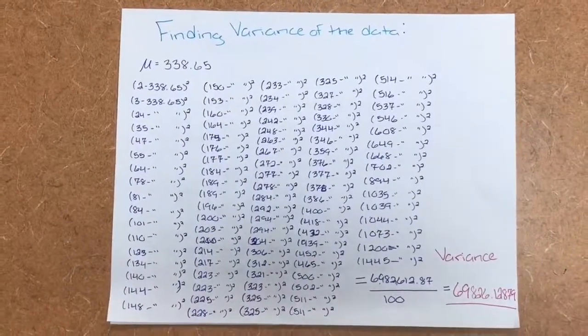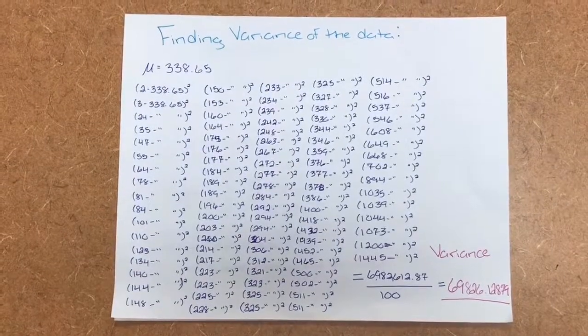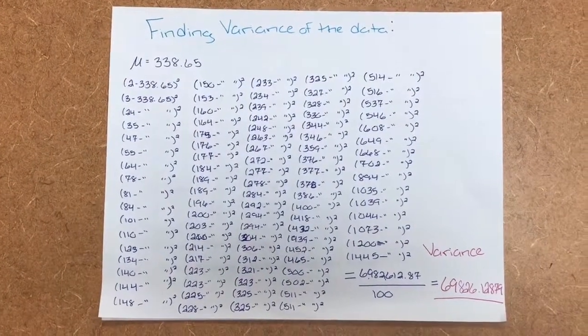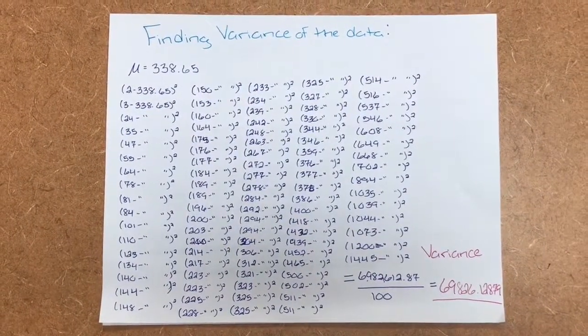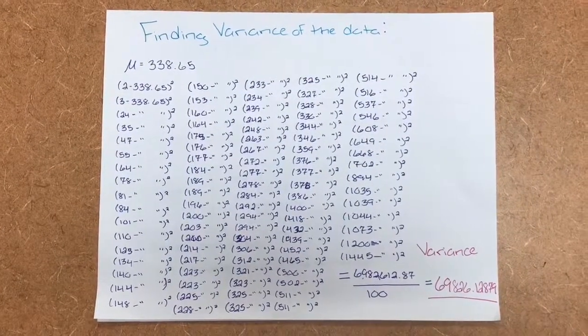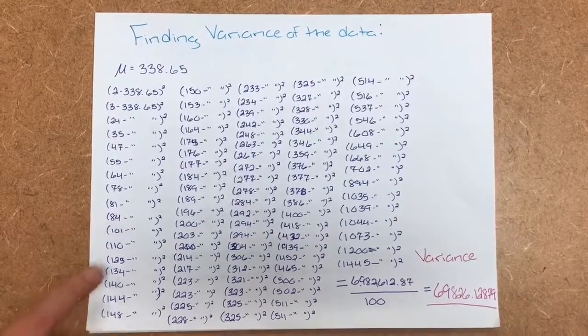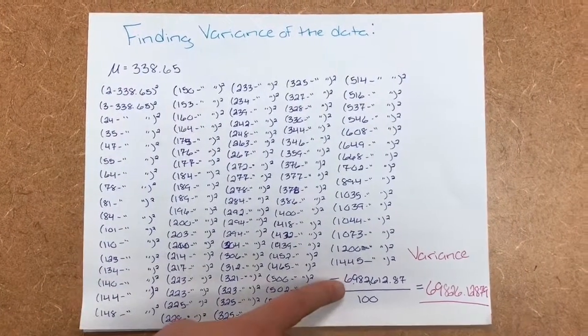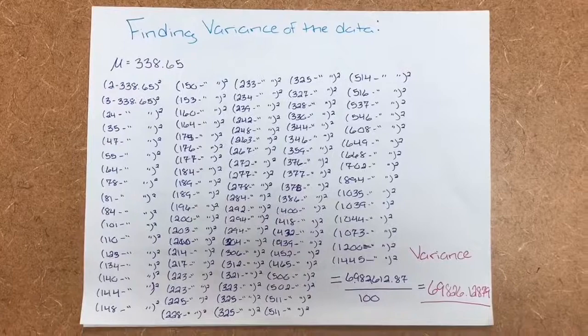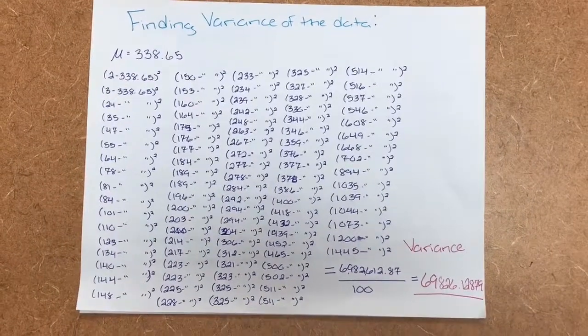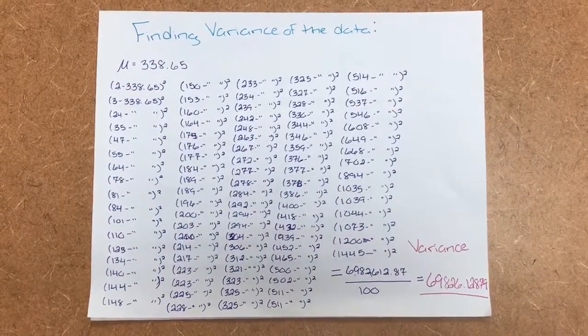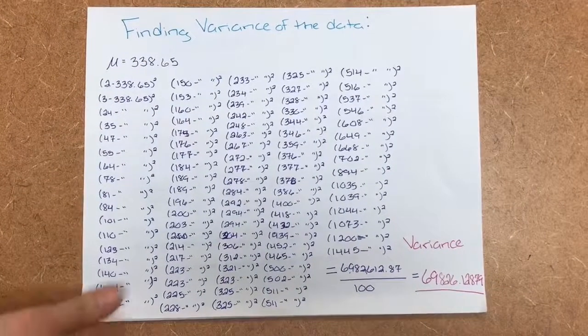So in our situation, we sampled 100 seniors, and we got a mean of 338.65. And you subtract the mean from each of the sample points that you got, and then you square it. Add them all together to get 6,982,612.8587. Then you divide it by 100, which was our sample.